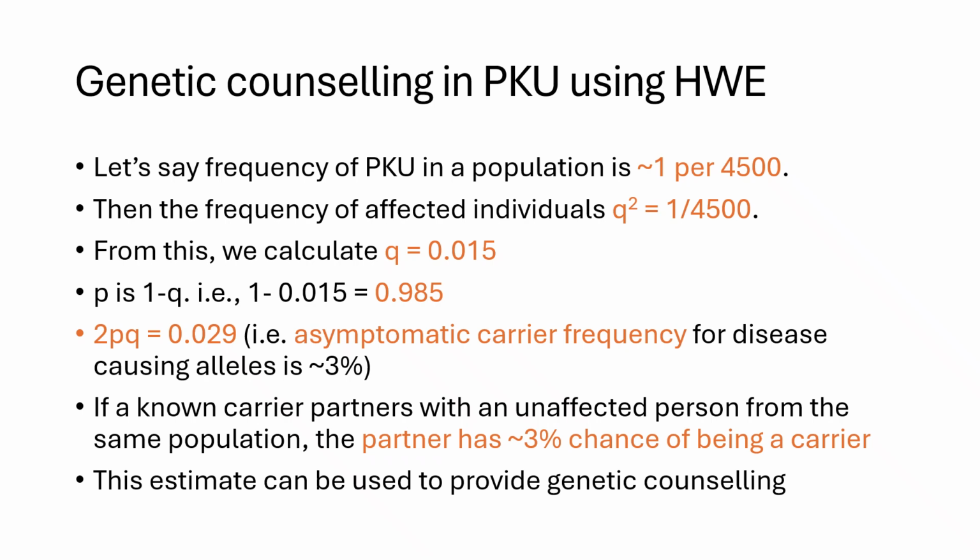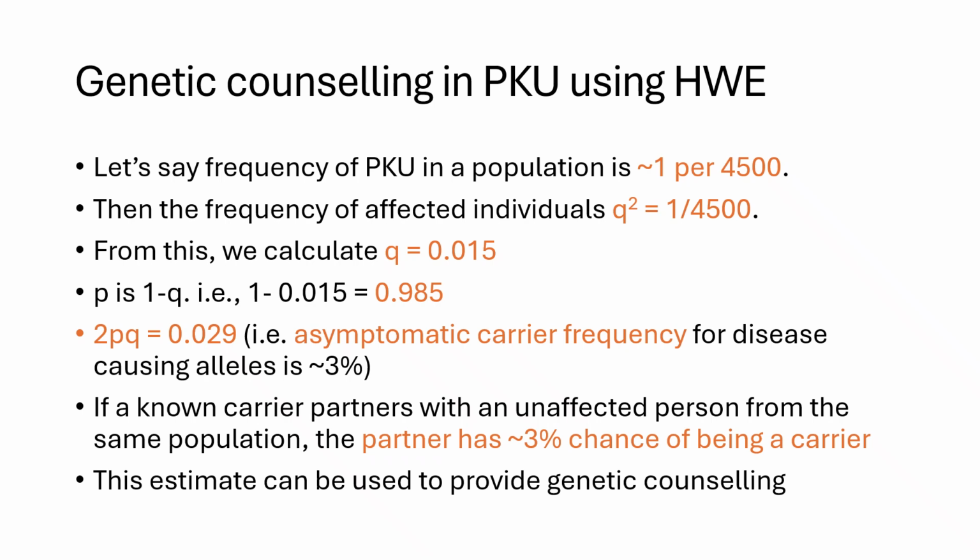So now let's apply that. So we've got Q and we've got P, and let's apply that to genetic counseling in PKU using Hardy-Weinberg equilibrium in a particular population. Let's say the frequency of PKU in a population is 1 per 4,500. So 1 per 4,500 babies born in that particular population have PKU. Then we know that the frequency of affected individuals, Q squared, is 1 per 4,500. So Q squared is 1 per 4,500.